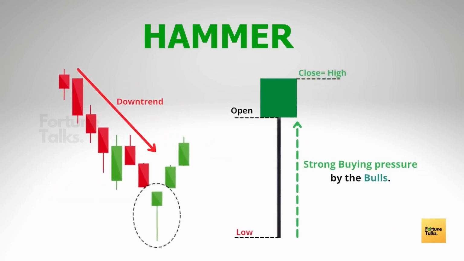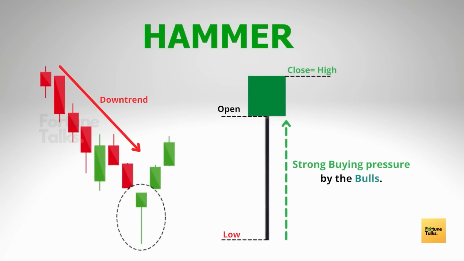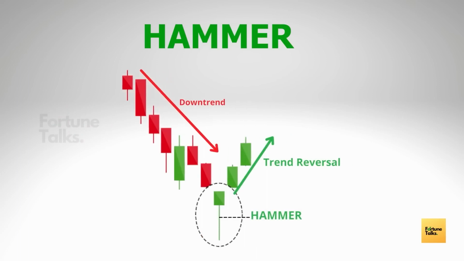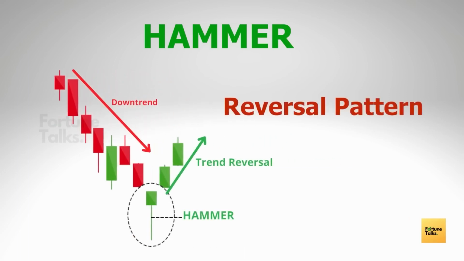but they did not succeed in their attempt to do so because the bulls generated a lot of buying pressure, so much so that the price closed near the open of the candle. This action by the bulls has a potential to change the sentiment in the stock. So we can say that hammer is a reversal pattern, and a hammer pattern could indicate a bullish reversal in the market. Now moving on to the hanging man.